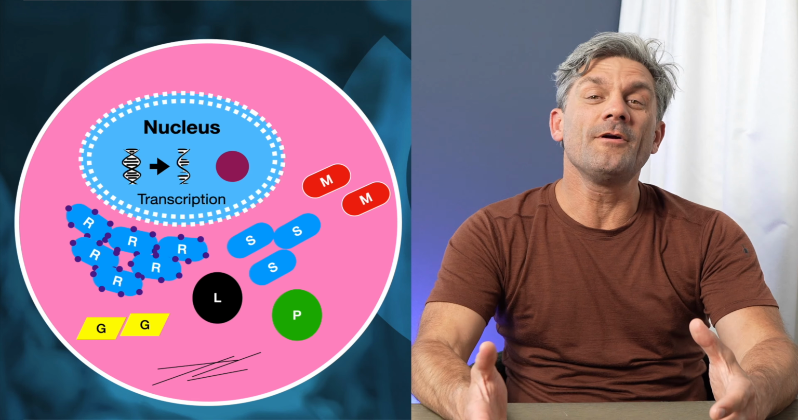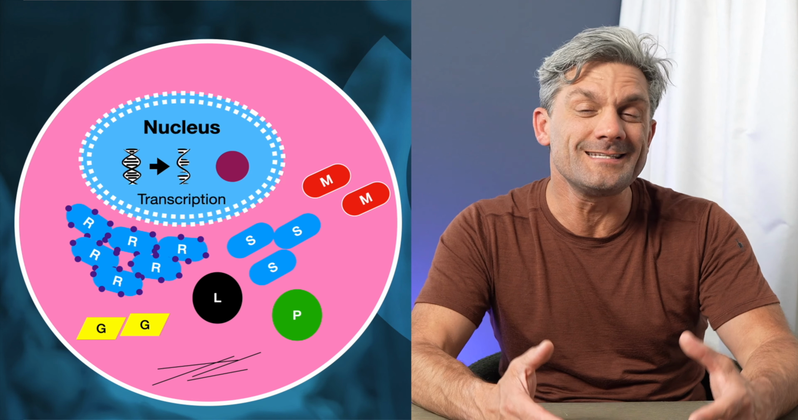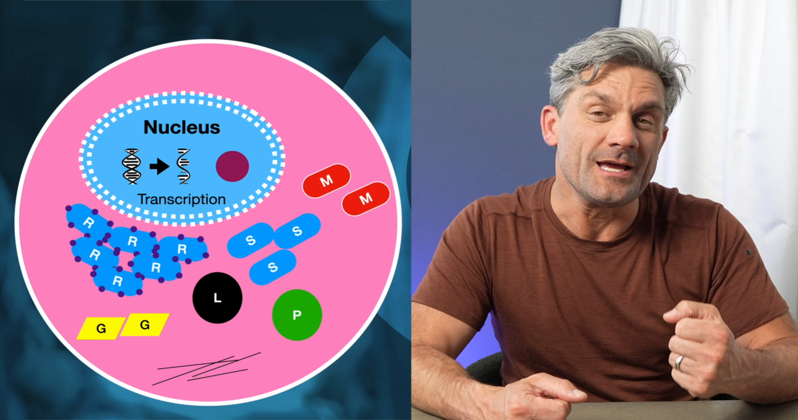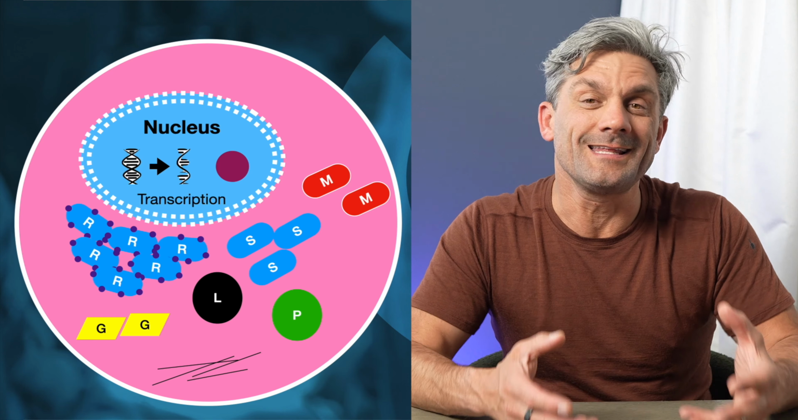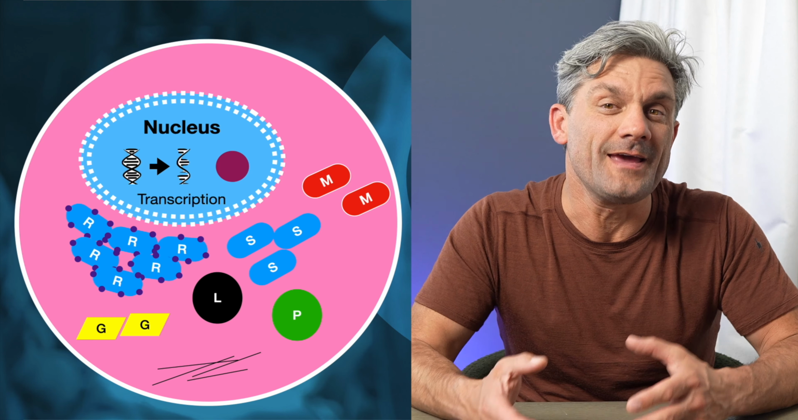But we have a lot of other important organelles. We have mitochondria. This is the site of oxidative phosphorylation. This is where we're going to take oxygen and we're going to take the products of the glycolytic cycle and we're going to make a ton of adenosine triphosphate, or ATP.